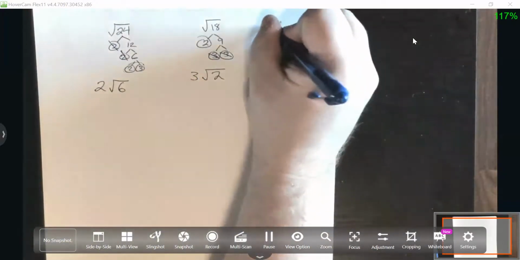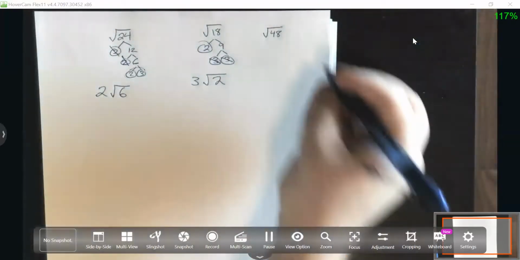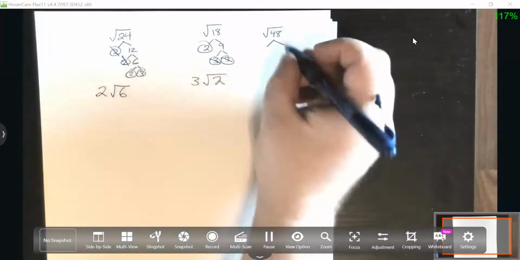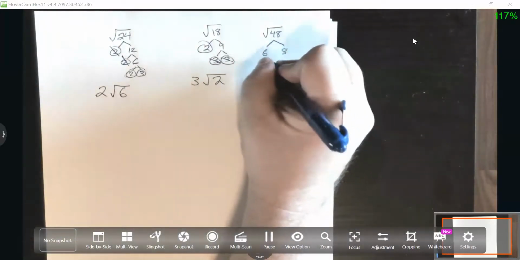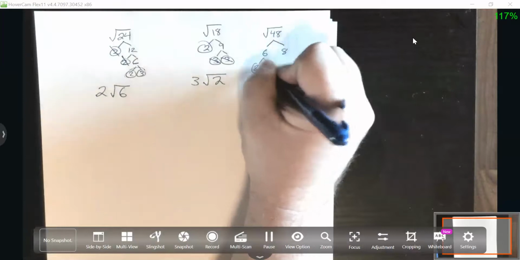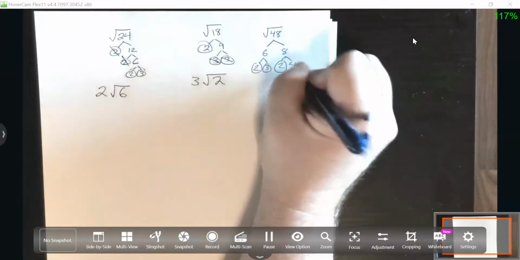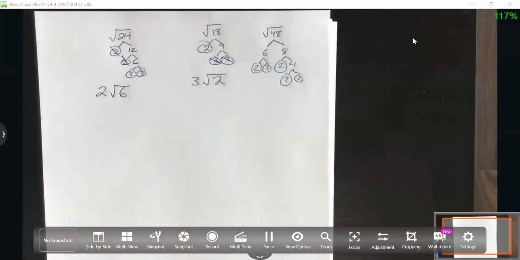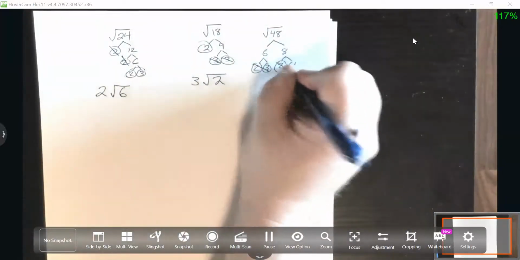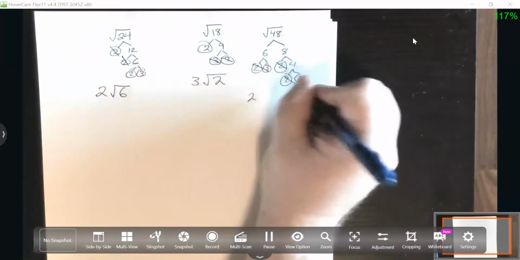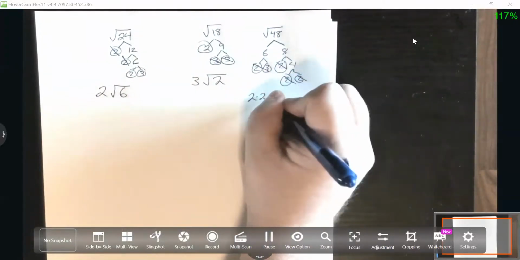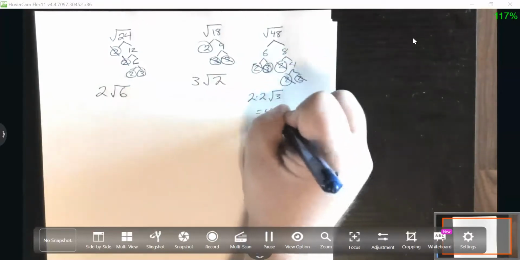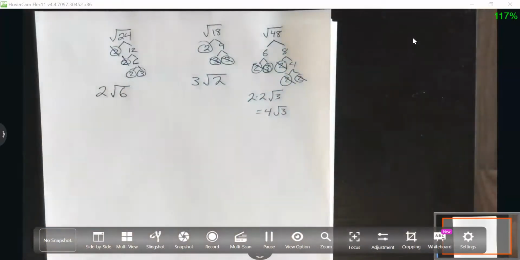Finally, one more. We looked at things like root 48. Again, we're going to approach this from prime factorization. So I'm going to break it down: a 6 and an 8, 2 and a 3, 2 and a 4, 2 and a 2. Once more, we were looking for pairs. We have a 2 and a 2, so a 2 can come out. Another 2 and another 2, so another 2 would come out. We'd be left with the 3 behind. So that would give us 4 root 3 for root 48.